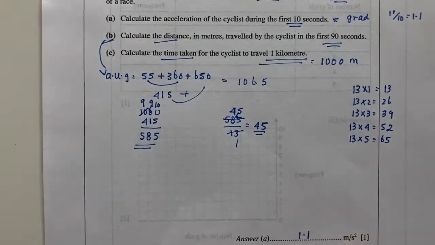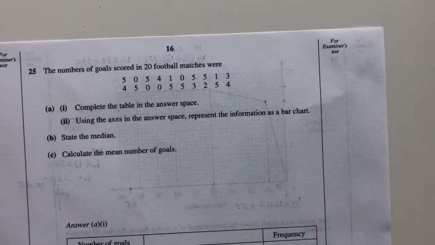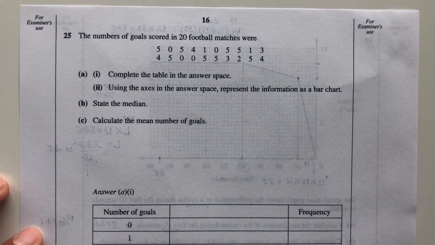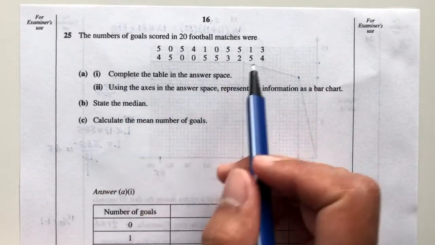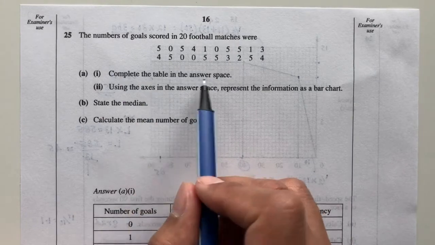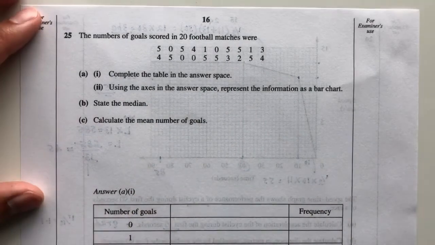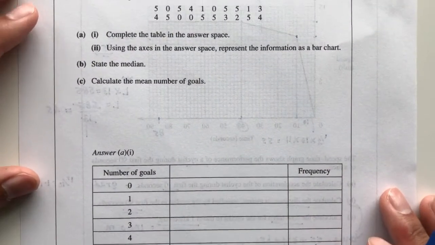That is question 24. Let's move on to 25. The number of goals scored in 20 football matches were given here. Now complete the table in the answer space below. So you can use tally marks.